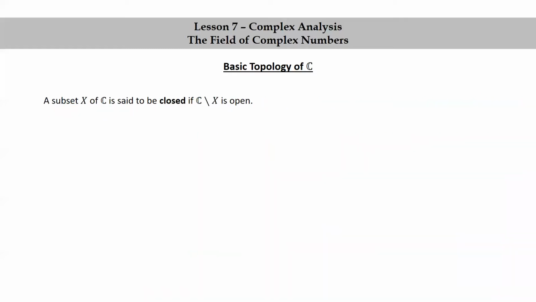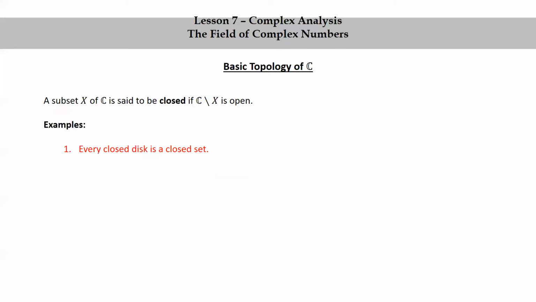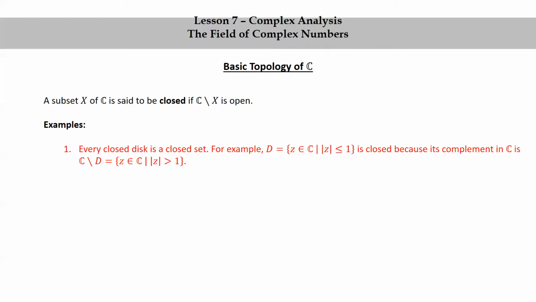A subset X of C is said to be closed if C minus X is open. C minus X is called the complement of X in C, or simply the complement of X. It consists of all complex numbers not in X. Let's look at some examples. Every closed disk is a closed set. For example, D equals the set of complex numbers Z such that absolute Z is less than or equal to 1 is closed because its complement in C is C minus D, which is the set of complex numbers Z such that absolute Z is greater than 1. You should show as an exercise that this last set is actually open.